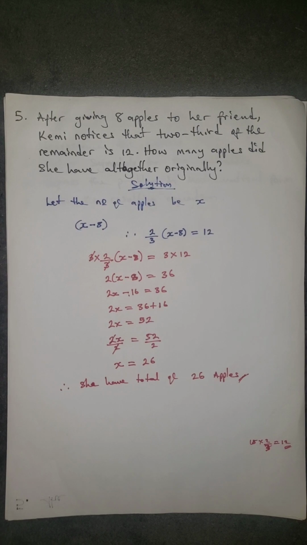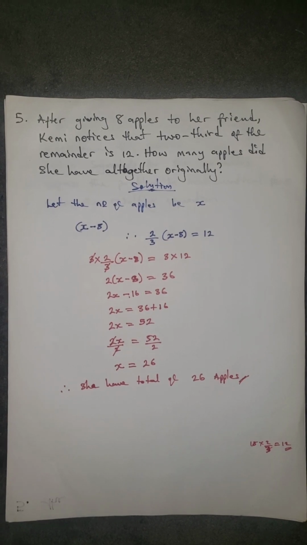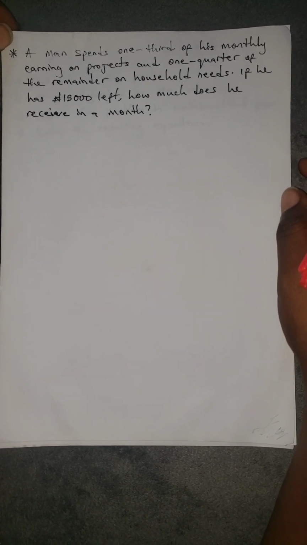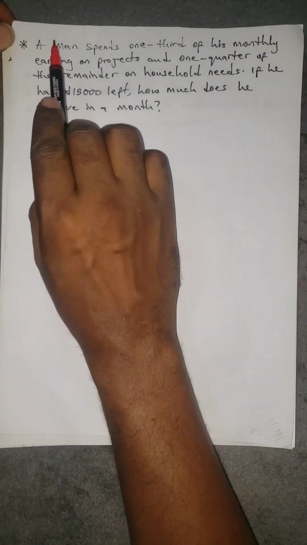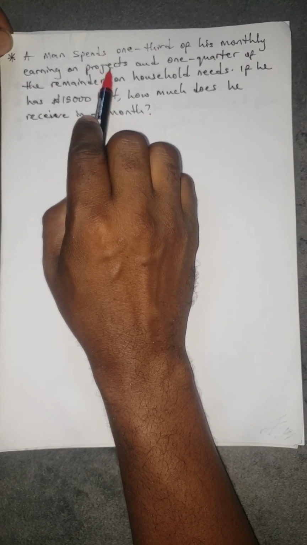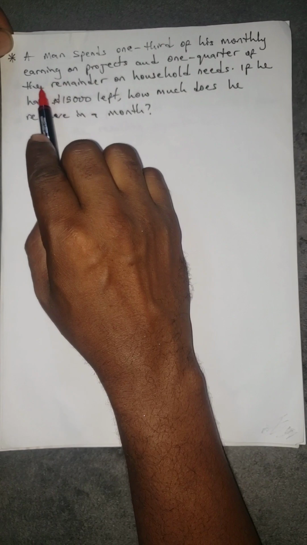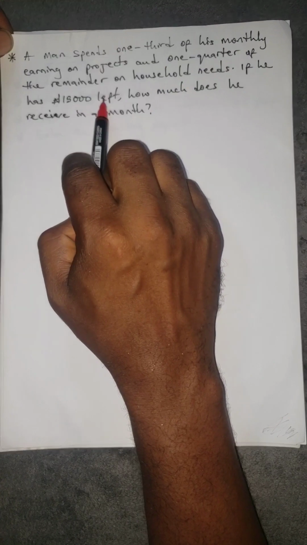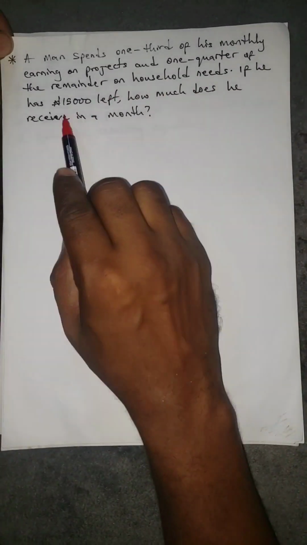So we are going to look at more complicated questions on word problems leading to linear equation. We are going to solve a few more questions on word problems leading to linear equation. So the problem we have here is that a man spent one third of his monthly earning on projects and one quarter of the remainder on household needs. If he has 15,000 naira left, how much does he receive in a month?